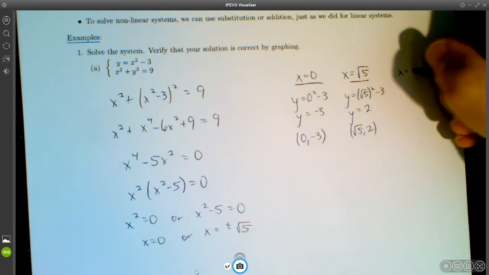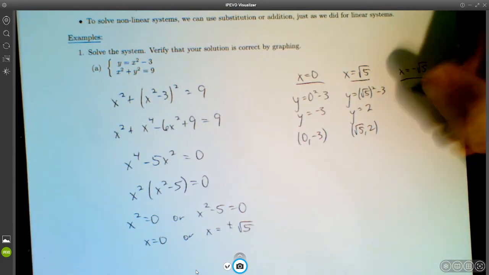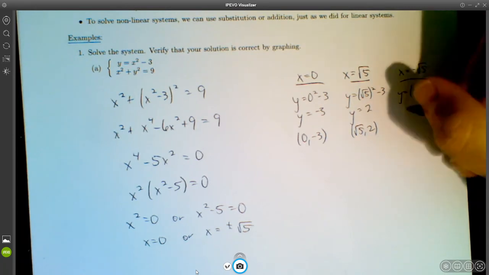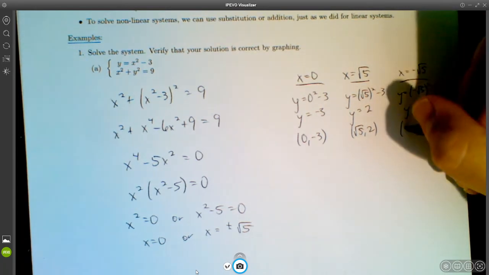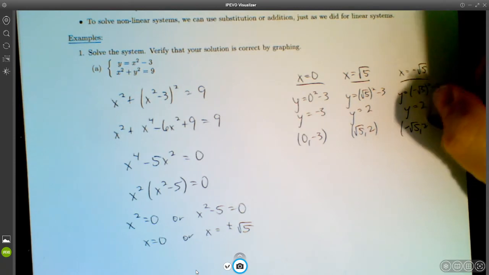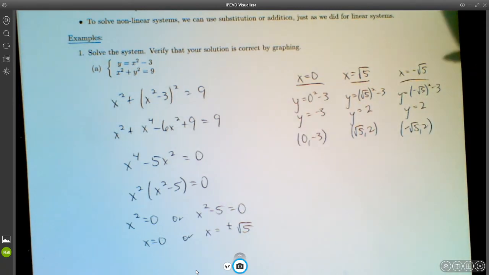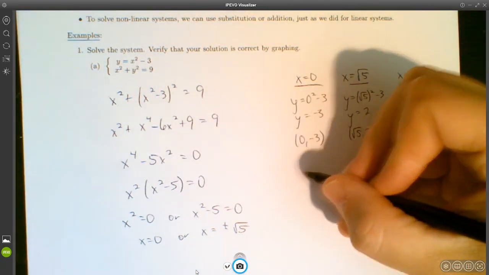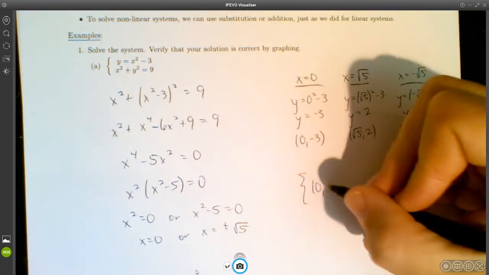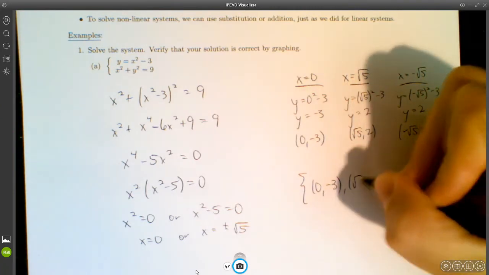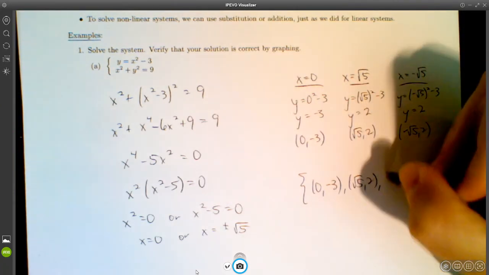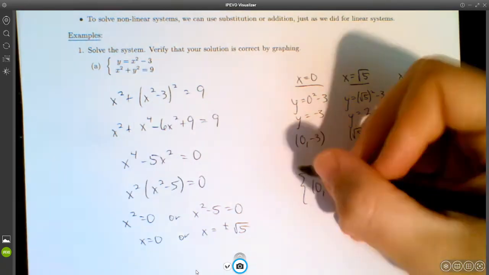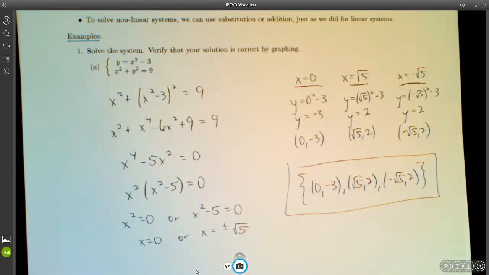And then if x is negative root 5, I think I'm also going to get 2, right? Because I'm going to do negative root 5 squared minus 3. Yeah, that's still going to be 2. So I get (negative root 5, 2). So those are the solutions to the system. You should put your solutions in a solution set. So your solution set is going to be made up of the ordered pairs (0, negative 3), (root 5, 2), and (negative root 5, 2). Okay, so there are the solutions to the system.